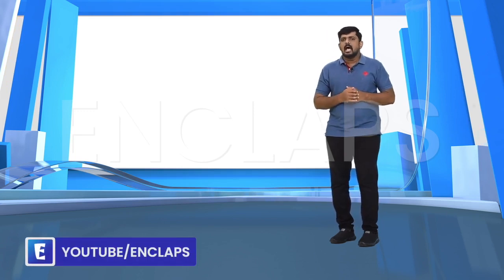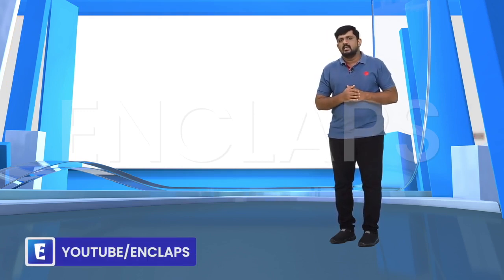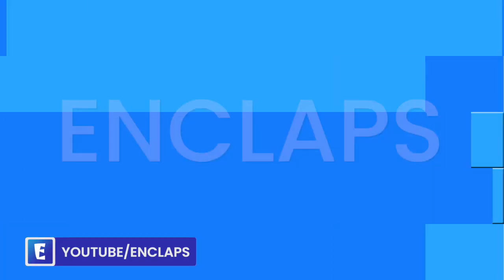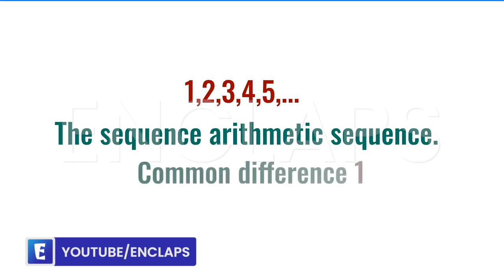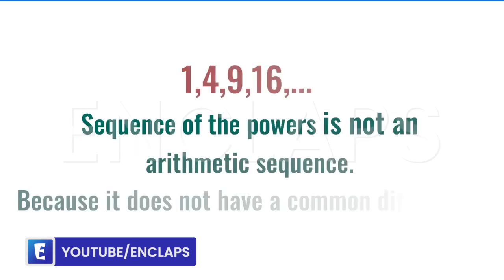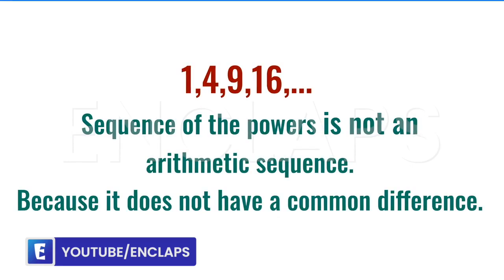Now let us consider all the sequences once again and find which of the sequences we considered were arithmetic sequences. The sequence of counting numbers is an arithmetic sequence. That is 1, 2, 3, 4, 5, etc. is an arithmetic sequence of common difference 1. So the counting numbers is also an example of an arithmetic sequence. The sequence 1, 4, 9, 16, etc. is not an arithmetic sequence because this sequence does not have a common difference.